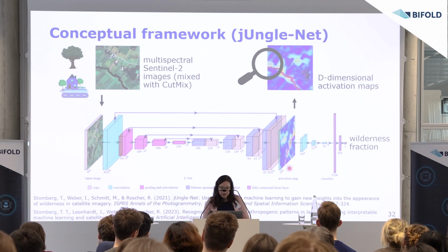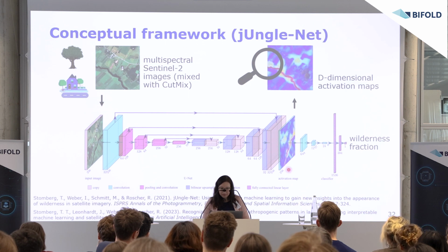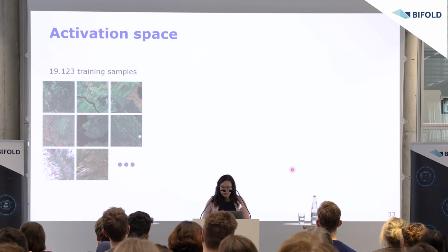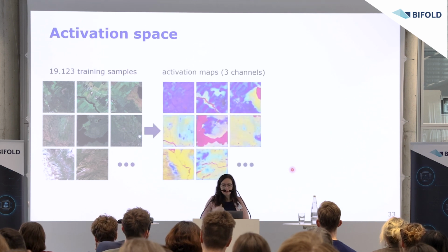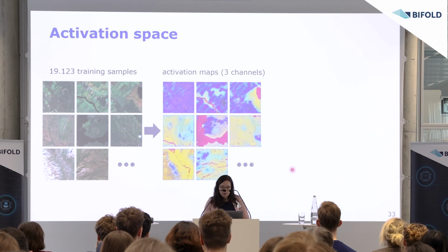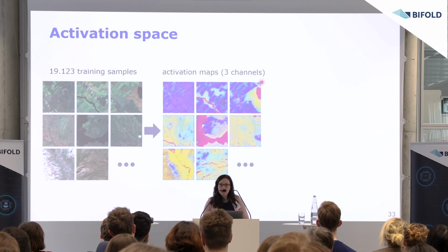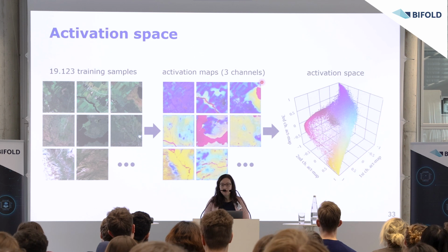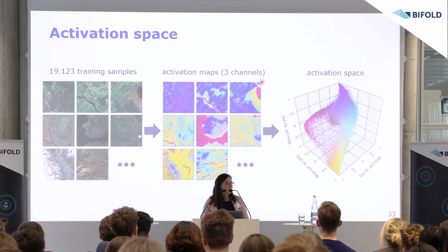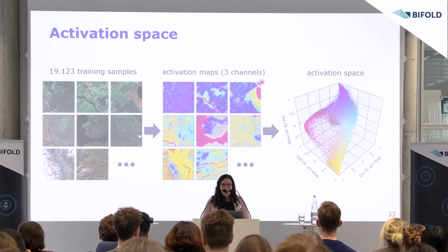And then we had a look exactly at these activation maps. We had 19,000 training samples and we extracted actually 3 activation maps for each of the samples. So each pixel is 3-dimensional and you can put it in a so-called activation space where each dimension belongs to one activation map. And you can already see it's not random. There's already some structure in it.